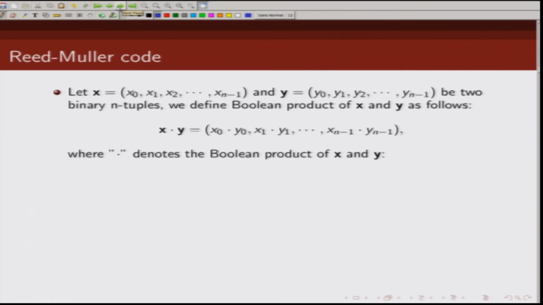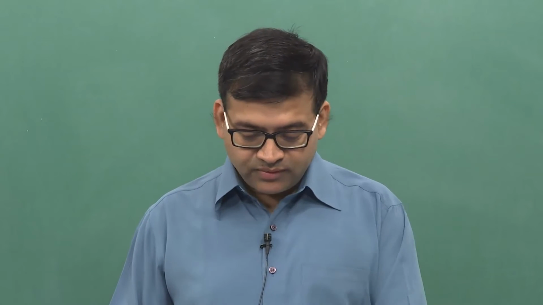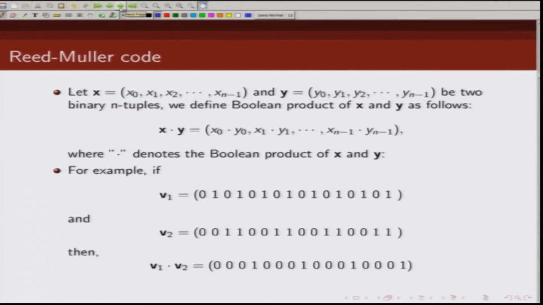Next, we define a Boolean product. How do we define a Boolean product? Let us say we have two n tuples x and y. I am denoting x by x0, x1, x2, x3, up to xn minus 1. Similarly, denoting y by y0, y1, y2, up to yn minus 1. Now, we define the Boolean product as the bitwise AND: x0 dot y0, x1 dot y1, x2 dot y2, up to xn minus 1 dot yn minus 1. So, x0 dot y0 will be 1 only if both x0 and y0 are 1, otherwise it will be 0, and same with the others. So, xi dot yi will be 1 only if both of them are 1. That is how we are defining this Boolean product operation.